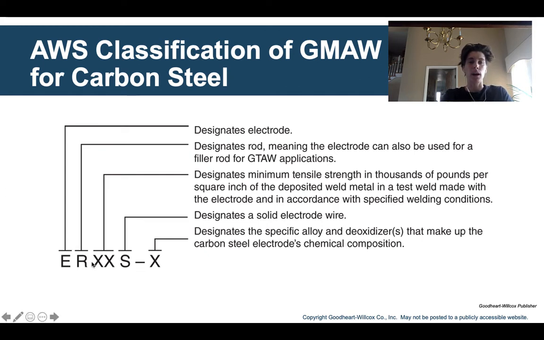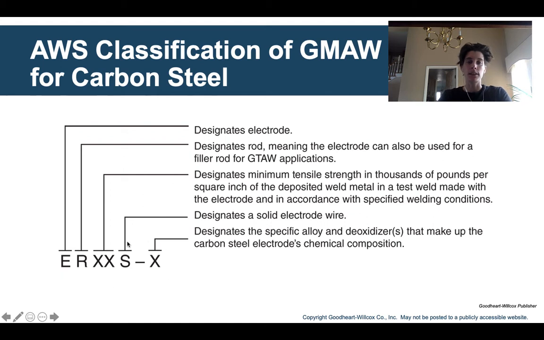And then you have these two X's right here. These are going to be numbers, and they're going to designate the minimum tensile strength of the deposited weld metal. Someone has tested this weld metal and determined what this minimum tensile strength is, and you put it in. This is what this electrode does and what it gives you. And then the S designates a solid wire. We'll talk a little bit more about non-solid wires later.